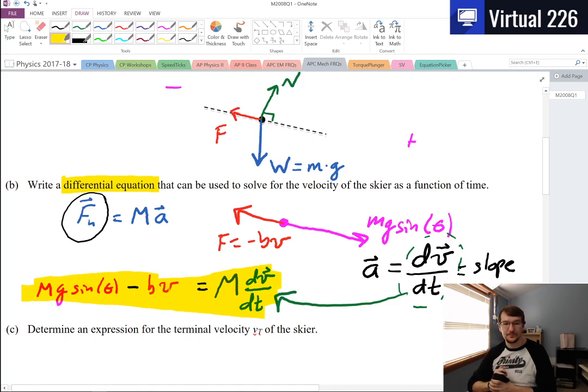Okay, so that's what's going on in this problem. The only thing we really needed was this dv dt, pretty straightforward.